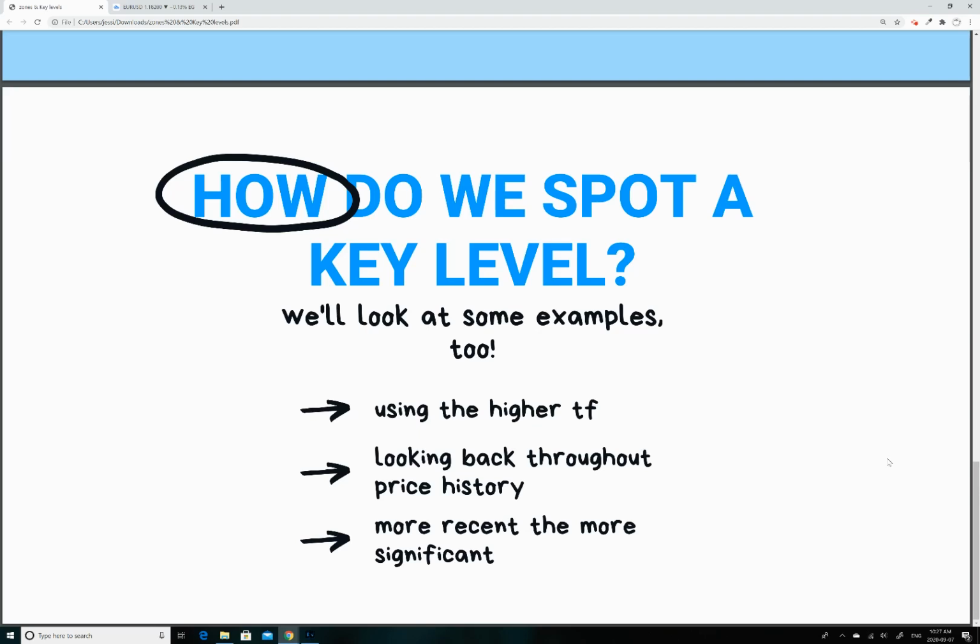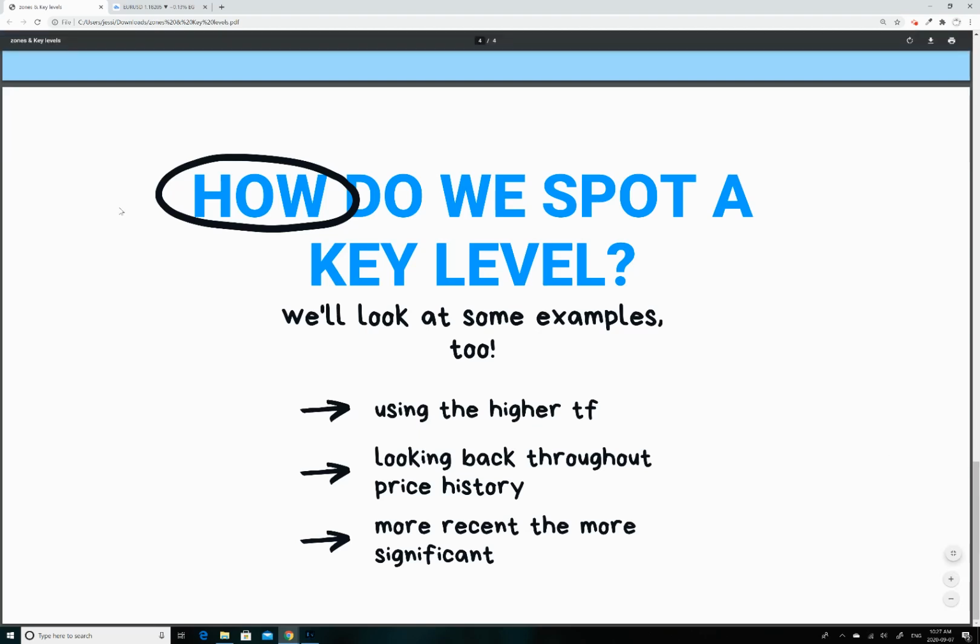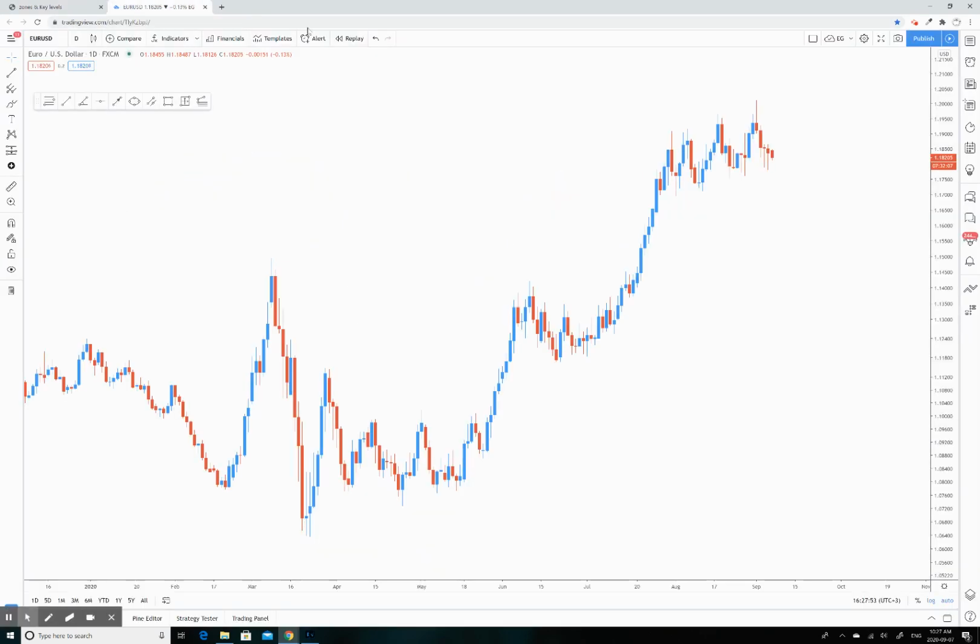We're going to look back throughout price history because we want to see how often that particular level was respected. And one last note is that the more recent, the more significant. So the more recent that level's been respected, the more significant it is to you, because we know that price has just recently respected it. Okay, so just a few things to keep in mind there before we start looking at the chart.